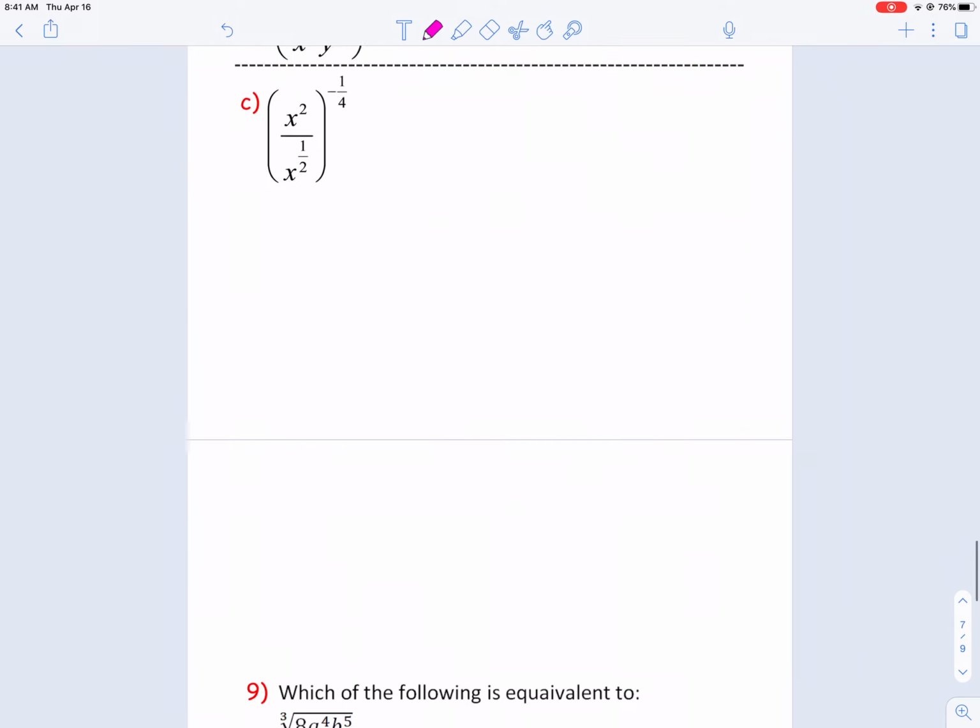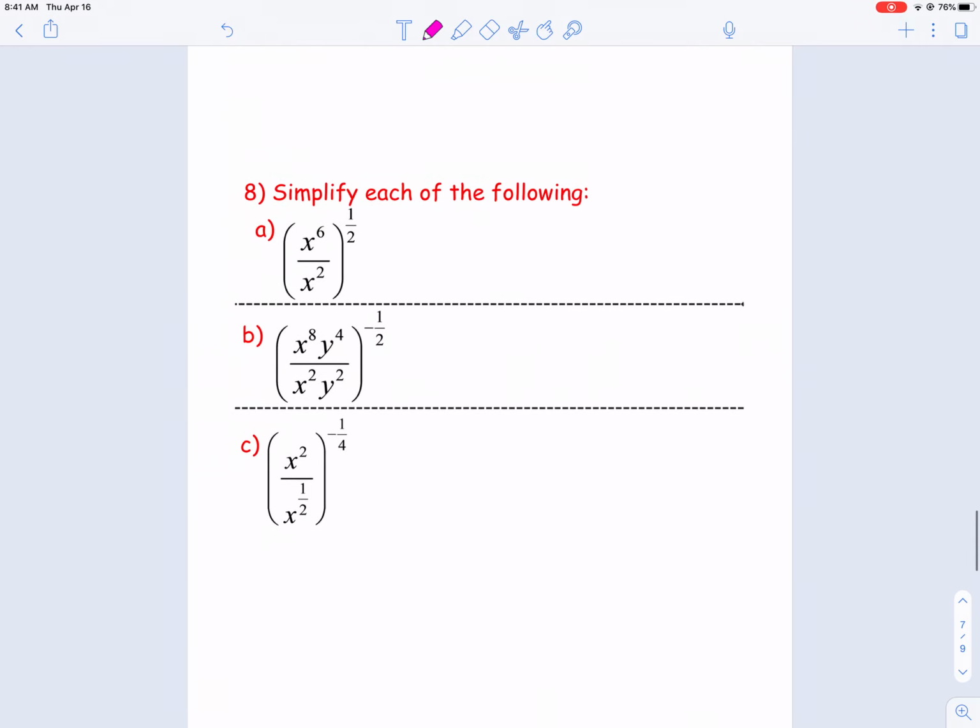Okay. These are your last couple of questions. Should I do them? I'll do them for you, and then I'm going to give you a little practice sheet. There are so many ways to do this. I think you should simplify inside your parentheses first, and then move on to do your other stuff.